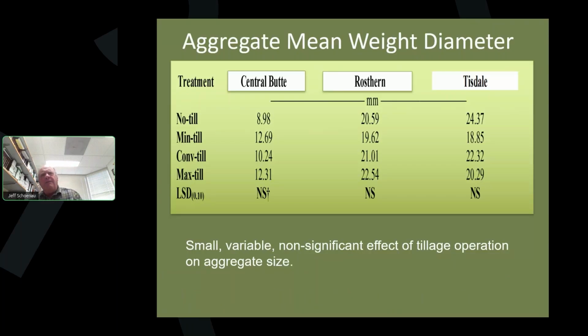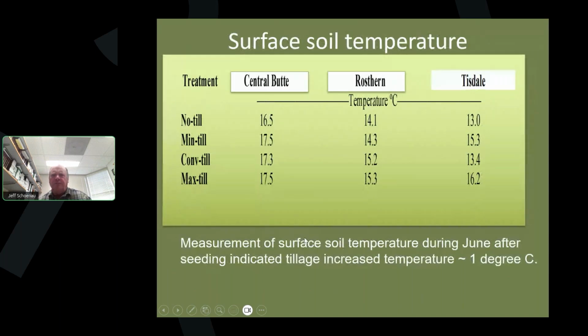Aggregate mean weight diameter, or the size of the aggregates, really no significant effect, folks. But at Central Butte site, there was a trend. There was a lot of variability in this data, but we did tend to see, especially at that low organic matter site, not a lot of straw, that tillage was tending to be bringing up bigger chunks or lumps, as you would say, of soil there, but still not statistically significant.